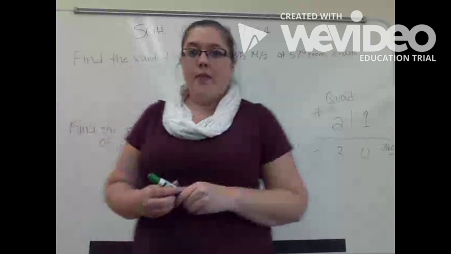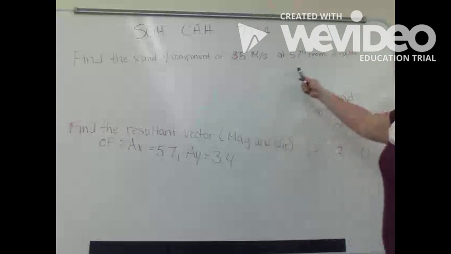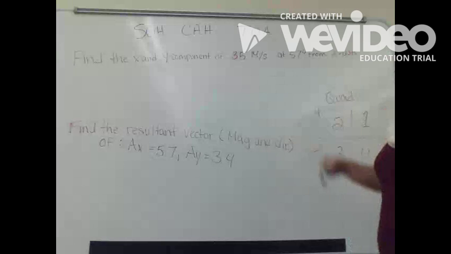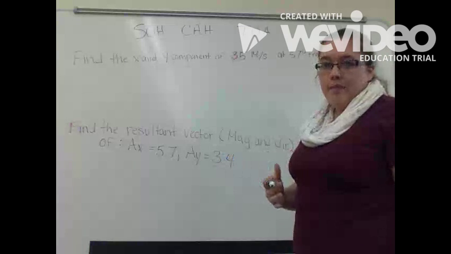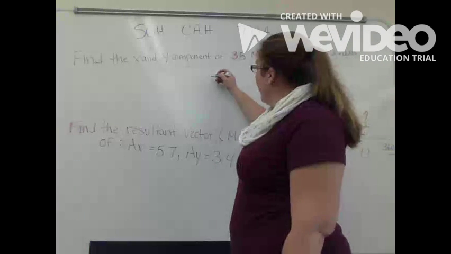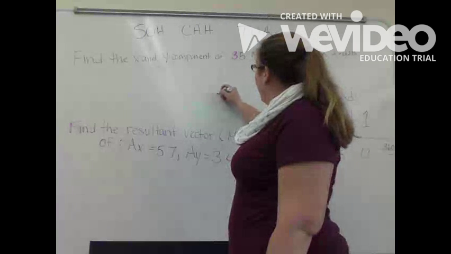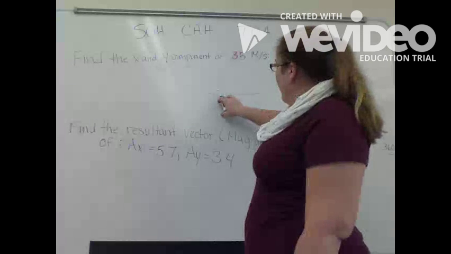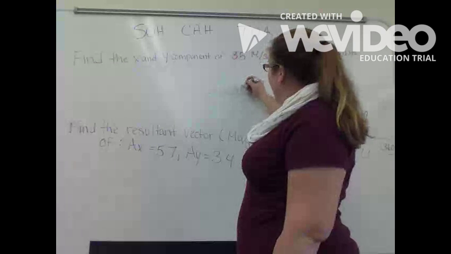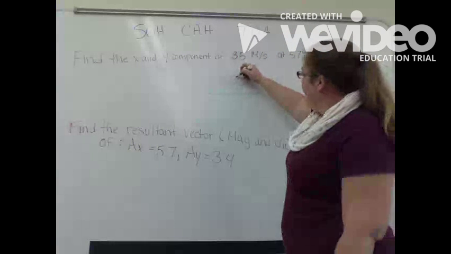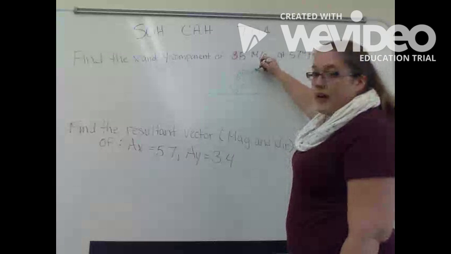Okay, so the first example I'm going over says find the xy component of 35 meters per second at 57 degrees from the x-axis. So at this point, the first thing you need to do is draw a diagram, some sort of diagram. If I know I'm 57 degrees from the x-axis, I can draw a little graph here, and 57 degrees, I'll say roughly 57 degrees, and I know I'm going 35 meters per second. So I'm actually trying to find this point up here.